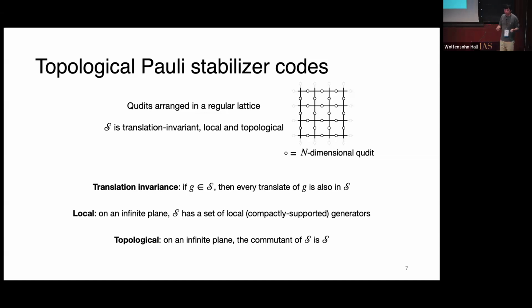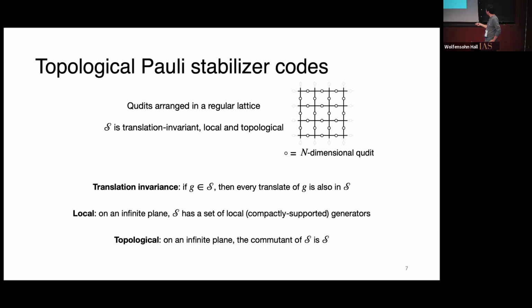And please feel free to interrupt with any questions. So first, translation invariance. If you have any element G in the stabilizer group, then all translates of G should also be in the stabilizer group. So that's translation invariance. Okay. And it's local, so S should have a set of local generators. Local means that they have compact, finite support on the lattice. And technically, we should really do this on the infinite plane. On compact manifolds, you might have non-local generators, the logical operators.